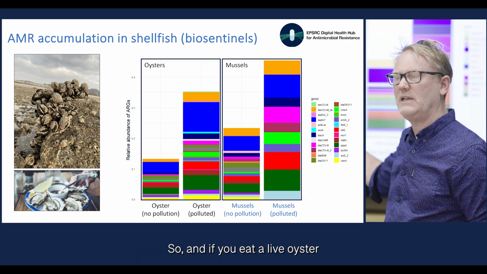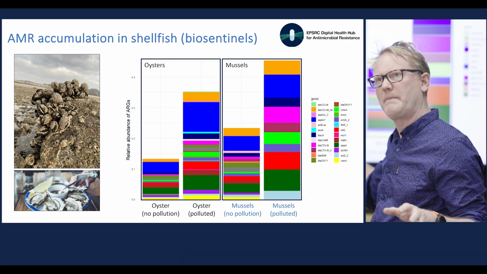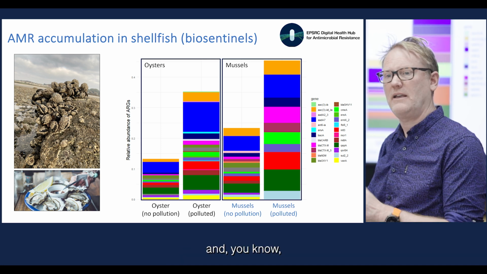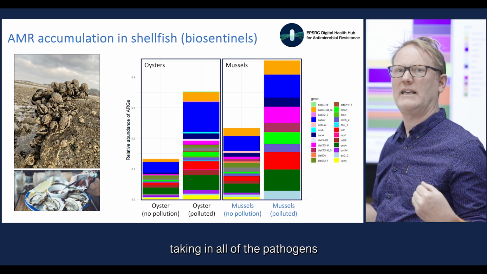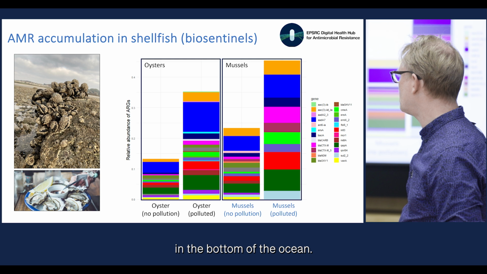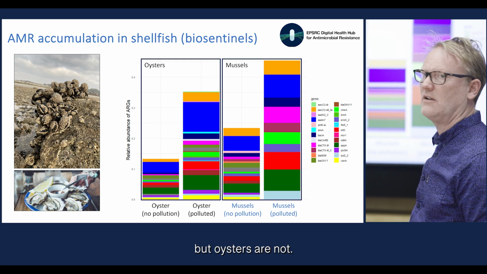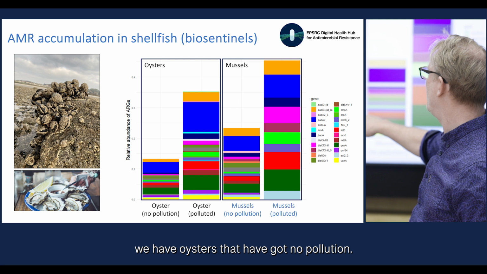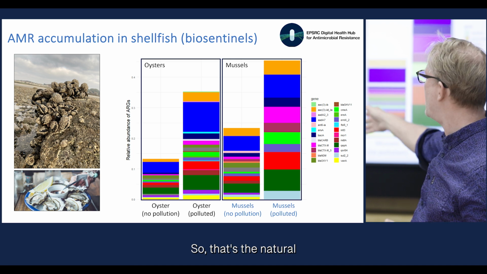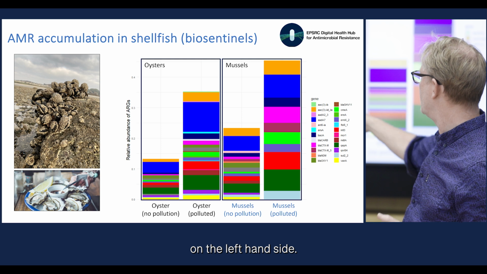And if you eat a live oyster, it's not cooked, obviously, and basically you're just taking in all of the pathogens that it's accumulated as it's been sitting in the bottom of the ocean. So mussels are cooked, so they're slightly better, but oysters are not. So here we have oysters that have got no pollution, so that's the natural antimicrobial resistance gene profile on the left-hand side.